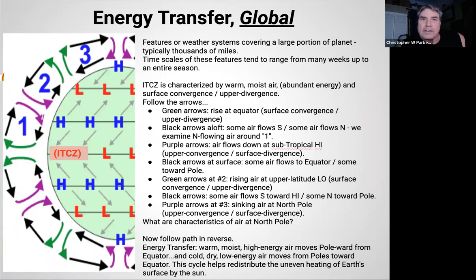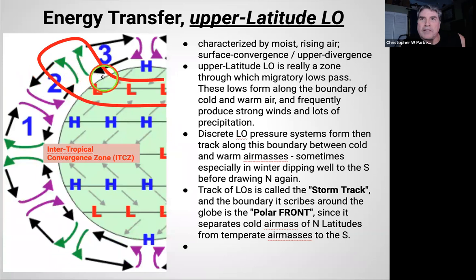So let's focus a little bit more on this band up here, the upper latitude low. Air in this zone is characterized by moist rising air. There is surface convergence, air moving up from the south and down from the north. And it's a zone through which migratory low pressure systems pass. These mark the boundary of cool air to the north and warm and moist air to the south. Frequently, there's strong precipitation and strong winds.